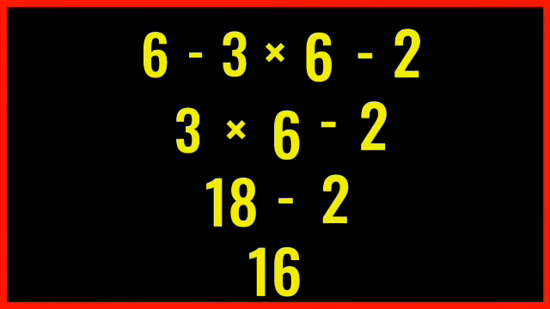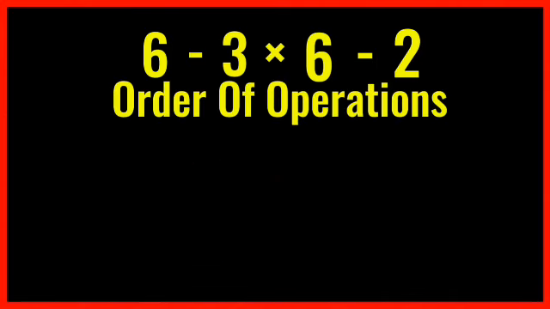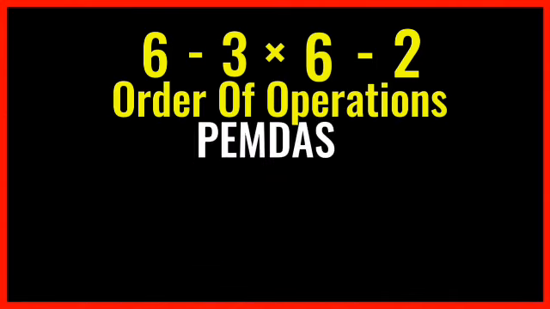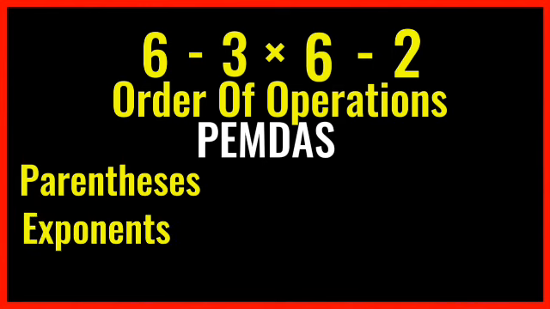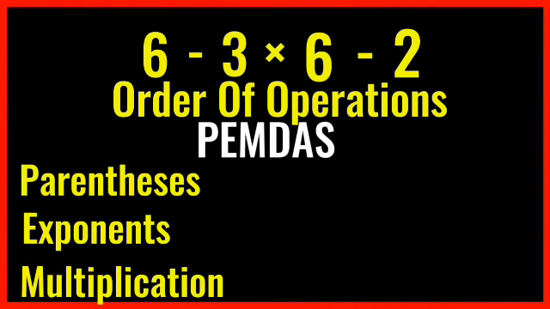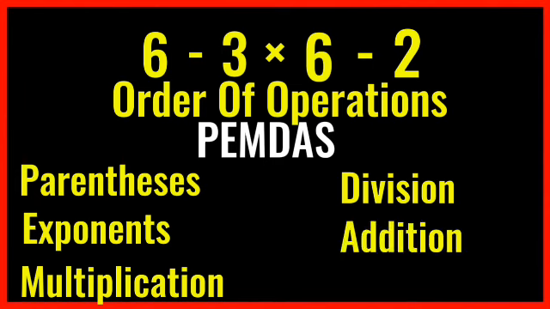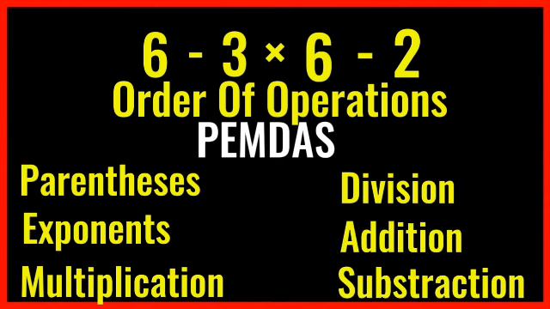But in the world of mathematics, reading left to right without applying the correct rules will get you the wrong answer every single time. To solve this correctly, we have to follow the fundamental rule of arithmetic, the order of operations, often remembered by the acronym PEMDAS or BODMAS. PEMDAS stands for P, parentheses, E, exponents, M and D, multiplication and division, solve from left to right. A and S, addition and subtraction, solve from left to right.